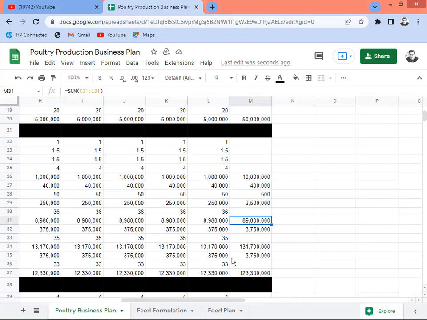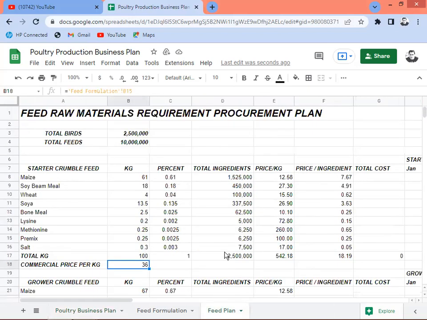We're going to find out later whether we're saving money from producing our own feeds, or whether we'd be spending more money. Let's find out. Right now we can see that it looks like we're saving some money here, because the price per ingredient total for the formulation is 18.19 per kilogram.